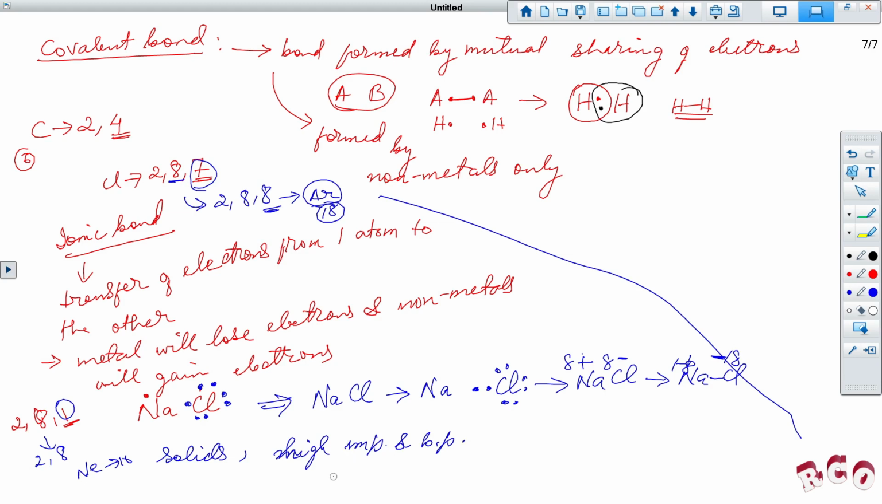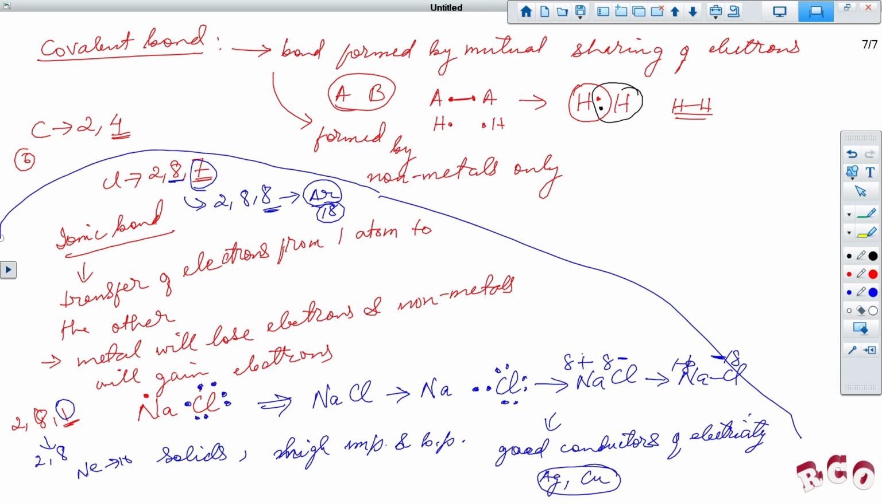Since they have a positive and negative charge, they are also good conductors of electricity. What are the common metals that are good conductors of electricity? Silver, copper, that is being used in household circuits and all these things. So in this ionic bond, metals lose electrons and non-metals gain electrons.